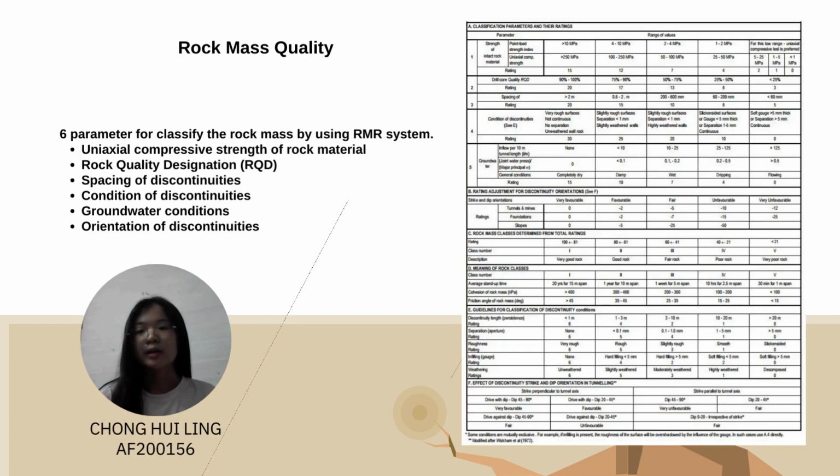For the rock mass quality, there are 6 parameters for classifying the rock mass by using the RMR system. The first one is the uniaxial compressive strength of the rock material. Second is the rock quality designation (RQD). The third one is the spacing of discontinuities. The next one is the condition of discontinuities. Fifth is the groundwater conditions. And the last one is the orientation of discontinuities. And the diagram is the rock mass rating system.